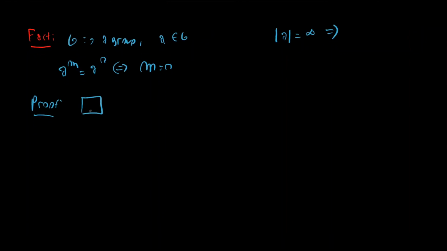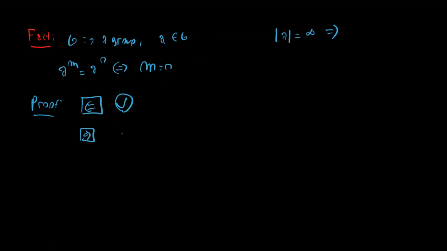And let's prove the reverse direction first. For the reverse direction, this is trivial because if m is equal to n as integers, then we're trivially multiplying a by the same amount of times, and so they're trivially equal. And if they're negative, of course, we're multiplying the inverses, but it's the same reasoning. So let's just prove the forward direction.